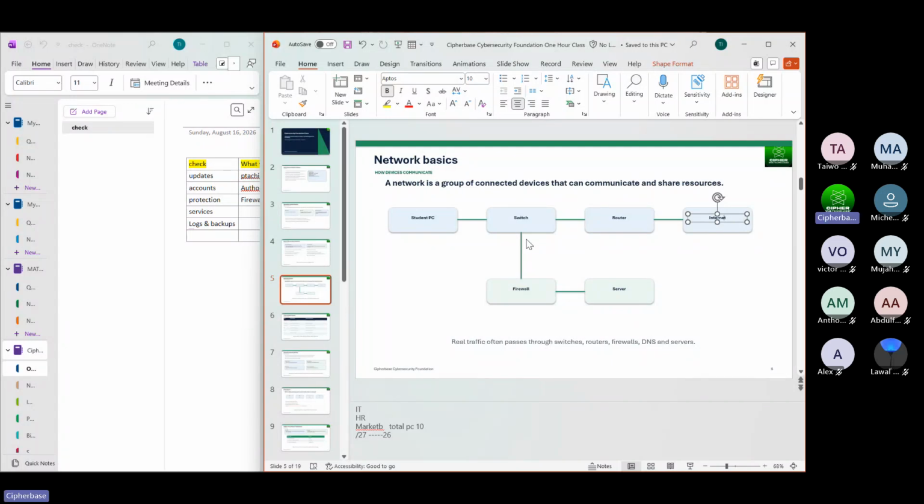I don't know if anyone has any question regarding this before we proceed. Okay, if there's no question, let me quickly explain some of these terms that we have here.